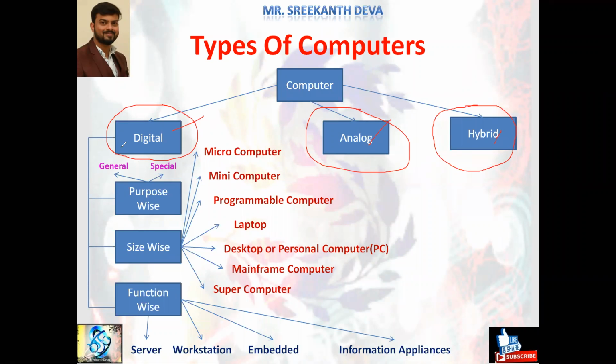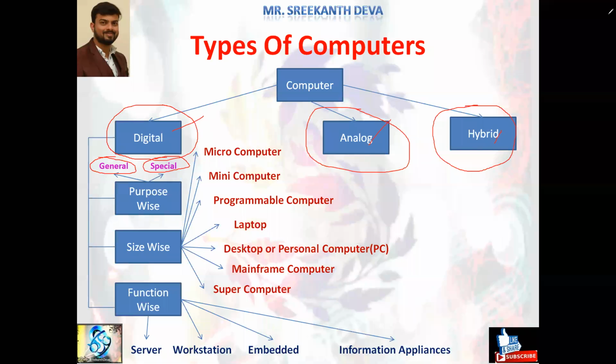So coming to digital computers, they are again categorized by purpose wise, size wise, and function wise. Purpose wise, we use general purpose computers and special purpose computers. The purpose wise category has two types: one called general purpose, another called special purpose.